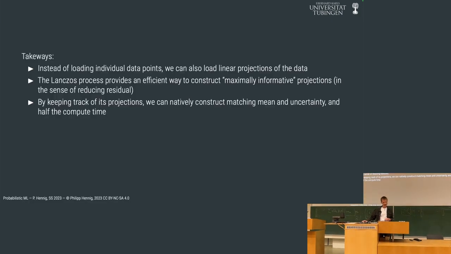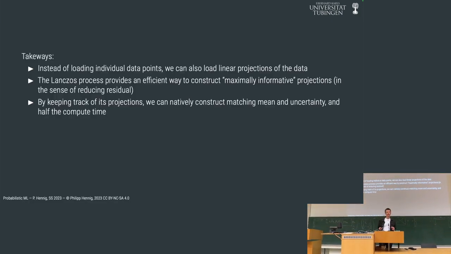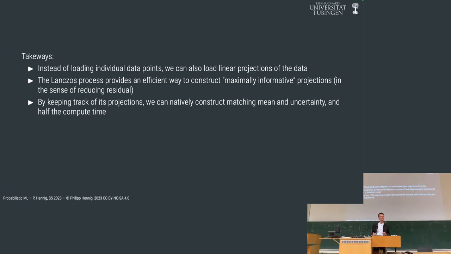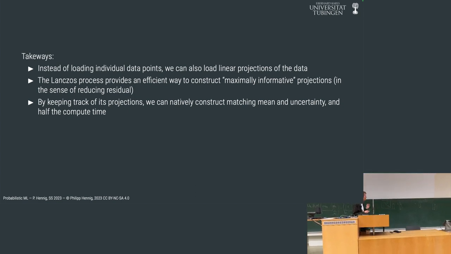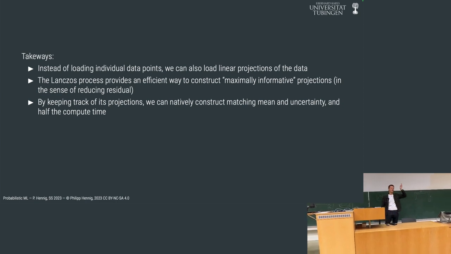So instead of loading individual data points, we could also load linear projections of the data. And we pay a bit of a price for that because we need a matrix vector product in there rather than just loading a row of a matrix. But we also gain something, which is very rapid convergence. And by the way, for this algorithm, there are beautiful convergence results that show that it converges very fast as a function of the eigenvalue spectrum of the matrix. You can imagine that if the matrix is diagonal and all the eigenvalues are the same, then this is not going to help you with anything. It'll still have to do one direction after the other.